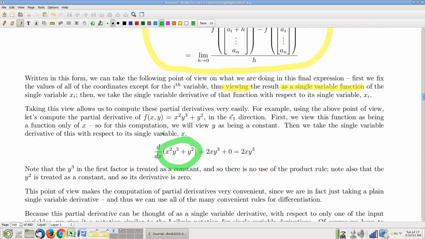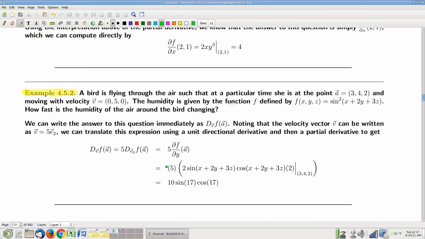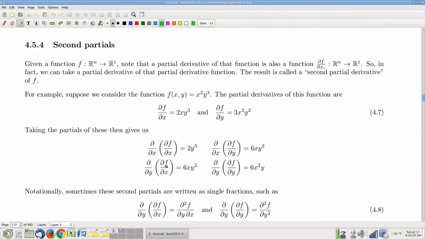before you get started with the process of applying all of your same rules, chain rule, product rule, etc., you get to say, you know what, I'm just going to treat large fractions of this function as if it's constant. All right? So it's even easier from a certain point of view than computing single variable derivatives. So that's super convenient.